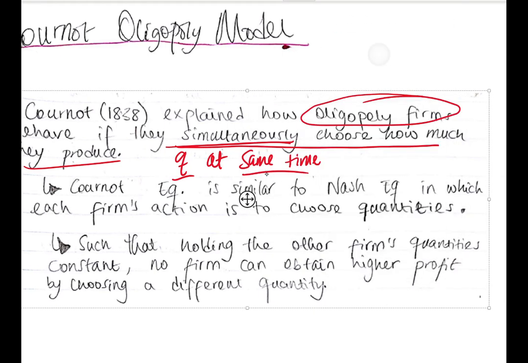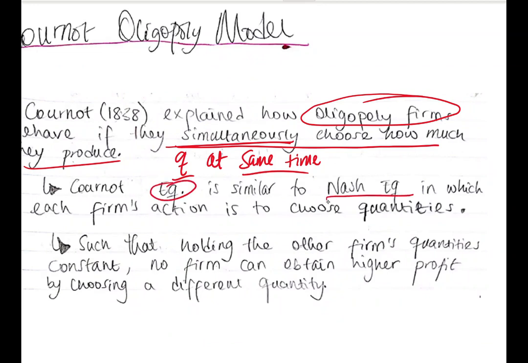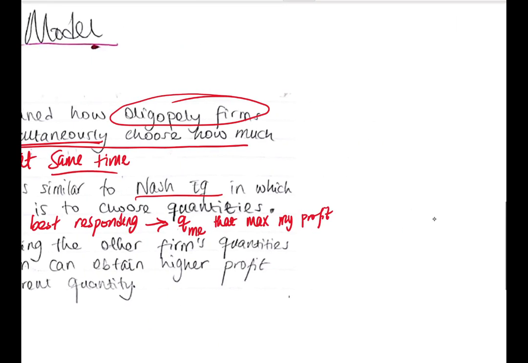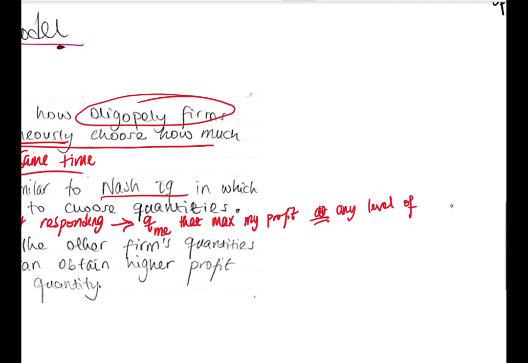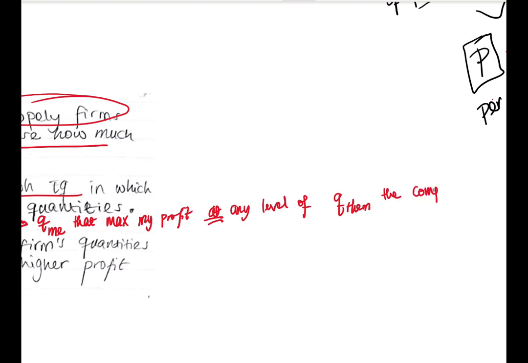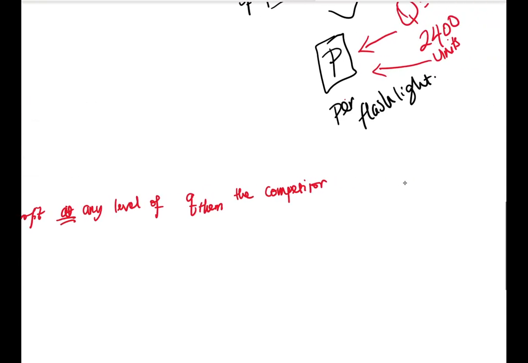Cournot also, the equilibrium that we're going to calculate here is similar to a Nash equilibrium, which means that these two firms are best responding to each other. In other words, they figure out the Q for their firm that maximizes my profit at any level of Q that the competitor chooses.